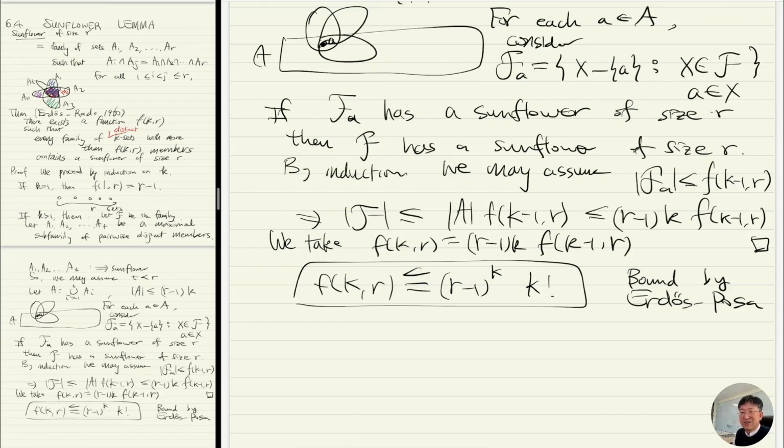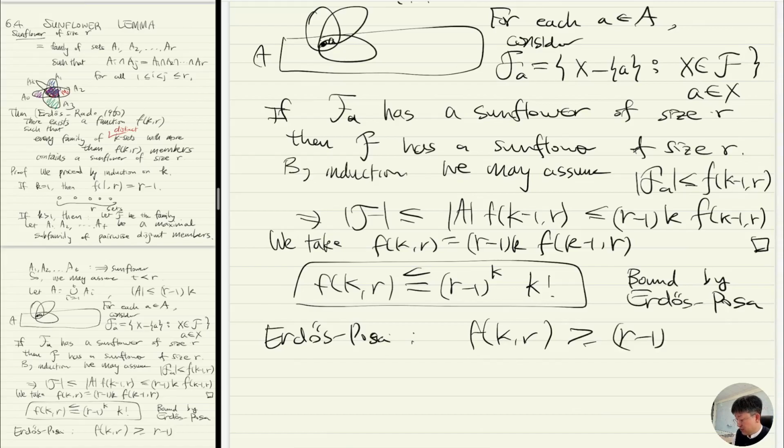All right. So this is one bound, and Erdős and Posa also found an example where this function has to be bigger than something. It has to be bigger than (r minus 1) to the k.